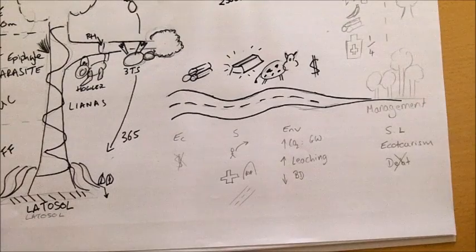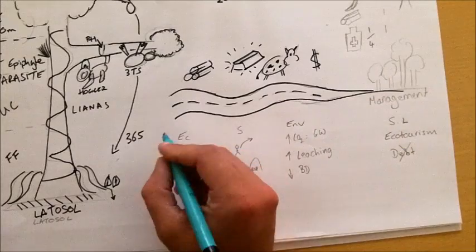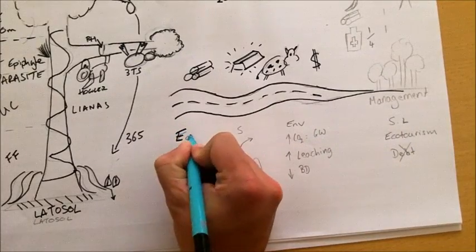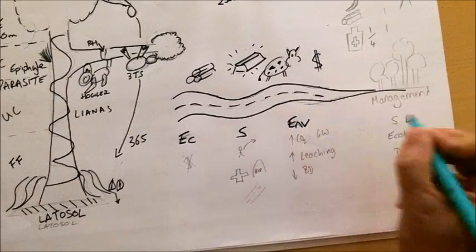Moving on to the impacts of it then, obviously in geography we'd like to be able to categorise our impacts. So we're thinking economic impacts, social impacts and environmental impacts.